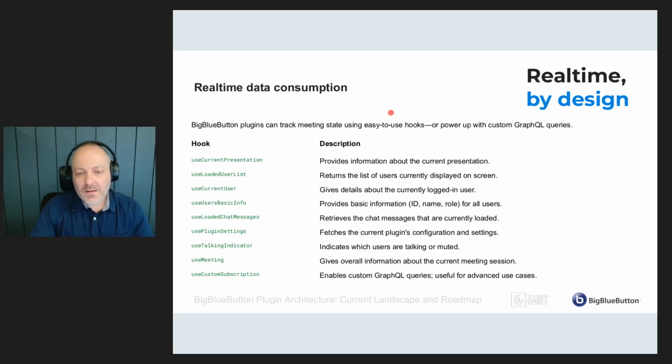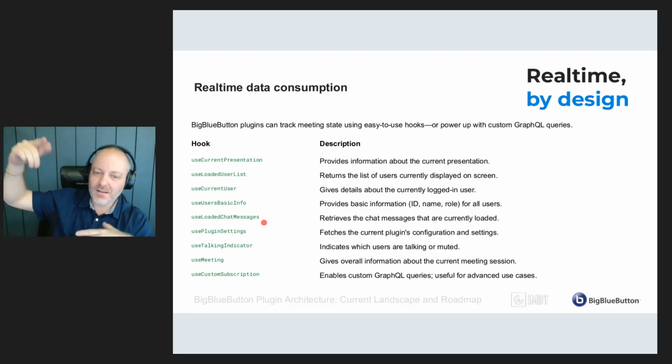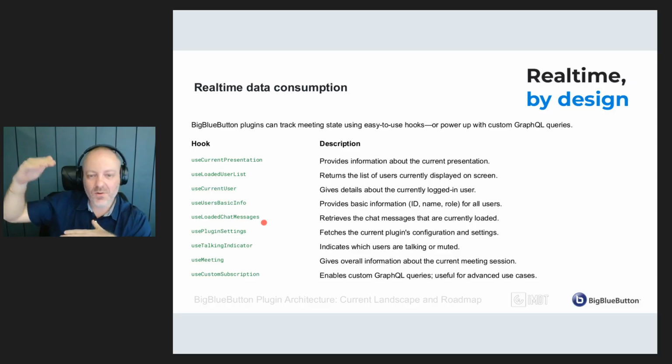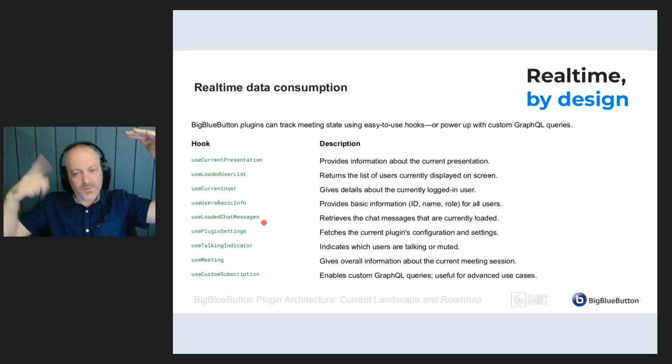So in terms of data consumption, the plugin can observe things about the meeting and react accordingly. So we have, for example, the use current presentation, the loaded user list, current user, basic user info, the loaded chat message. Loaded chat message is because imagine you have 1,000 messages, and the way we do it in BigBlueButton 3.0 is that we have pagination. So if you join the meeting now, you only get the last page of chat. If you scroll up, you get more messages.